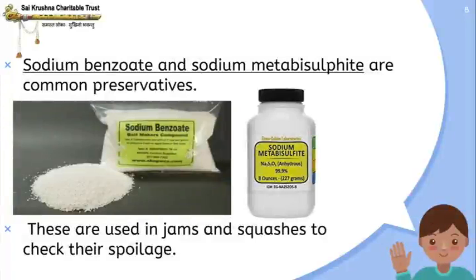Sodium benzoate and sodium metabisulfite are common preservatives. These are two important preservatives. They are the most common preservatives. Remember the names, students. Sodium benzoate and sodium metabisulfite. Sodium metabisulfite and sodium benzoate are the common preservatives. These are used in jams and squashes to check their spoilage.